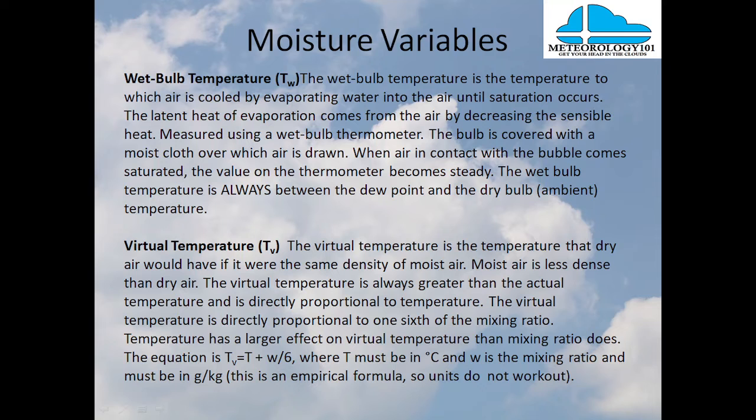So the wet bulb temperature is the temperature to which air is cooled by evaporating water into the air until saturation occurs. The latent heat of evaporation comes from the air by decreasing the sensible heat, so it gets cooler. So evaporation is a cooling process, measured using a wet bulb temperature. The wet bulb is covered with a cloth over which air is drawn. When air is in contact with the bulb, it becomes saturated, so they're covered with a wet cloth.